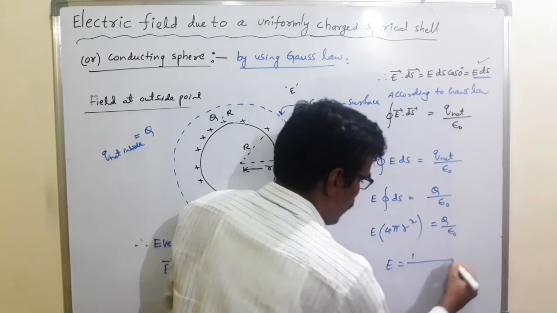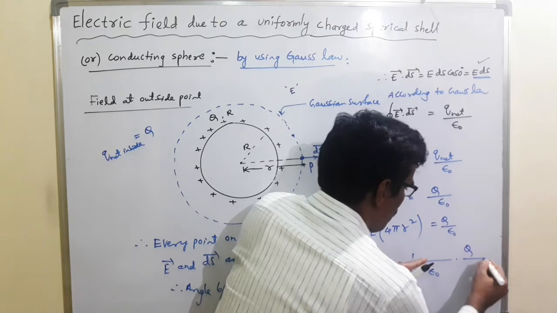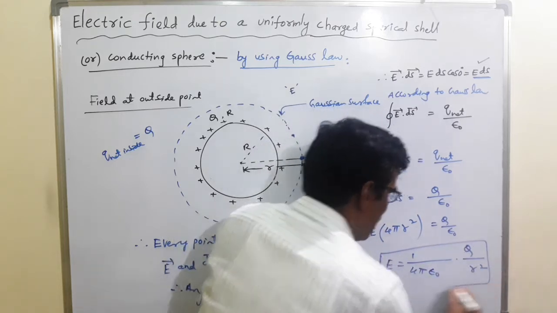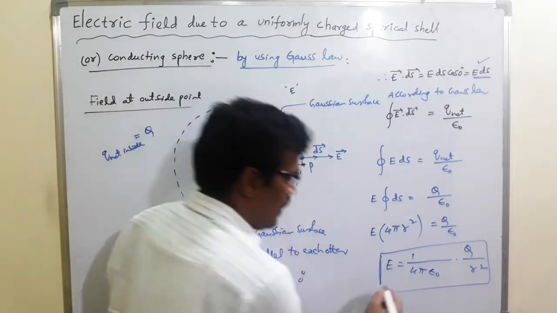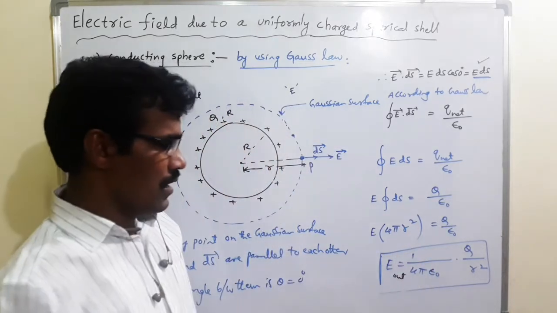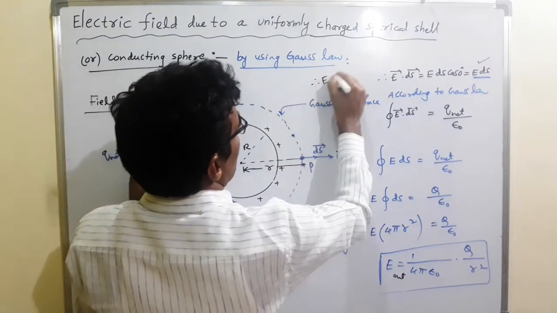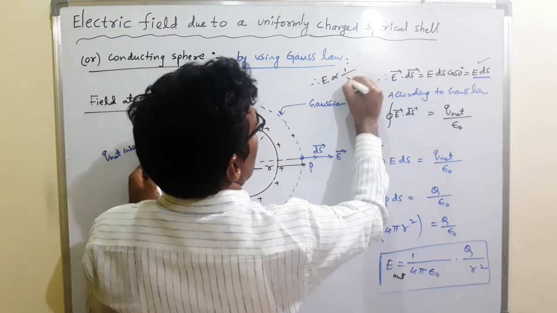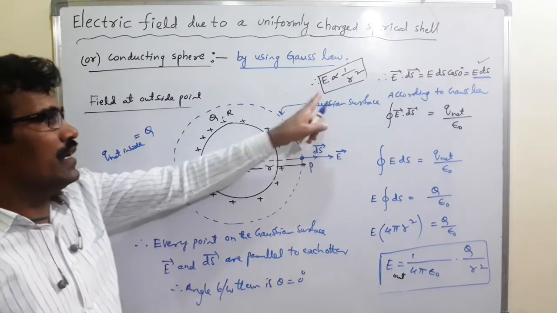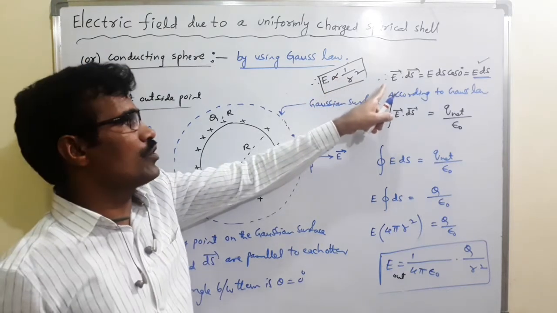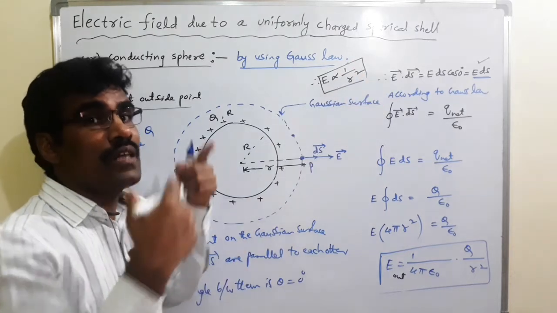Therefore, E equals 1 by 4 pi epsilon naught times Q by r square. This is the intensity of electric field outside the spherical shell. So E is directly proportional to 1 by r square, that is, inversely proportional to r square. This is outside the sphere.